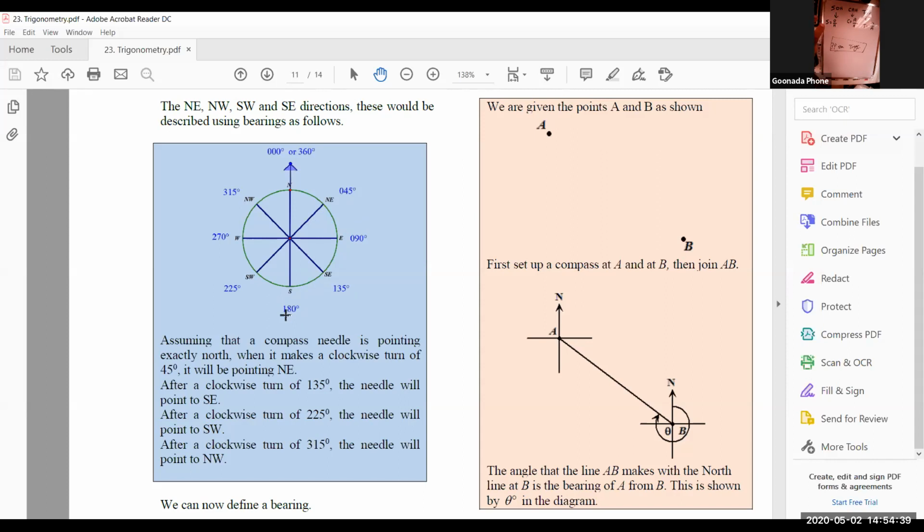Then 180 plus 45 is 225. 225 plus 45 is 270, and of course 270 plus 45 is 315, and of course 315 plus 45 is 360. Any questions so far?